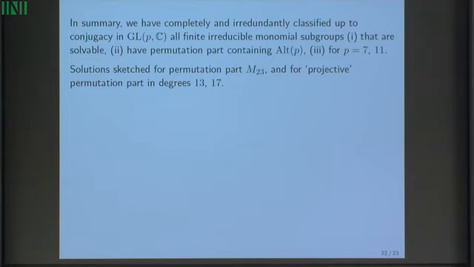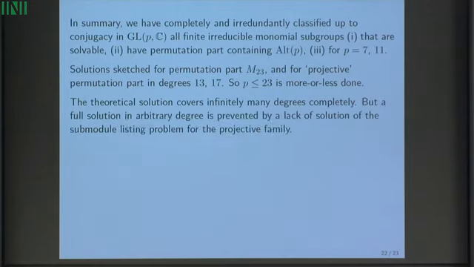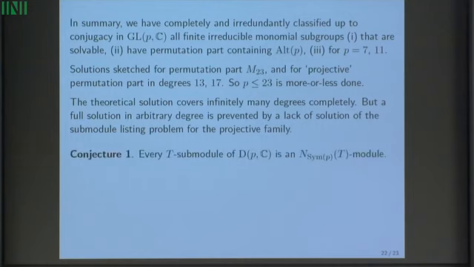Now, in fact, Zolt sketched out solutions for all degrees up to 23, but we've only implemented the classifications up to degree 11. But I think it's safe to say that prime degrees less than or equal to 23 are more or less done. Of course, we cover infinitely many degrees, but there are infinitely many gaps, and the gaps come from the projective family as the permutation part. We don't, in the first instance, have a solution to the submodule listing problem. But some patterns have been noticed.